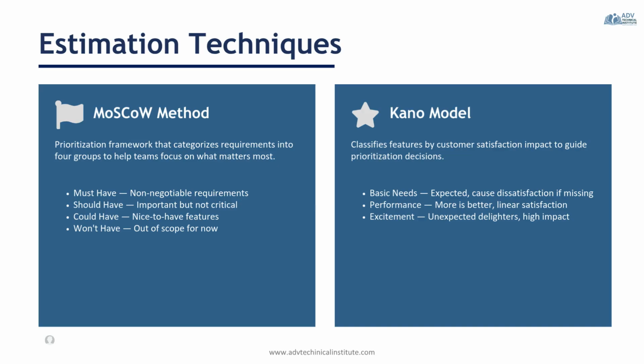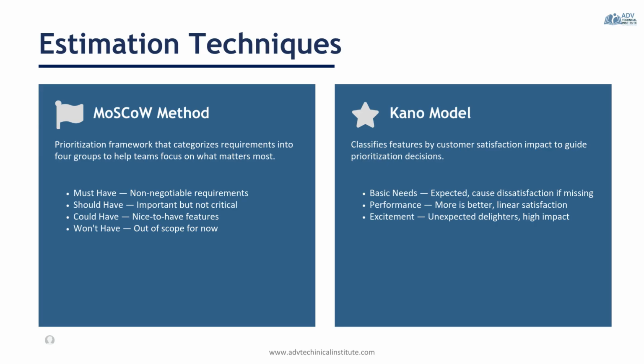Must-have requirements are critical, non-negotiable. They're needed for success. Should-have requirements are important but not essential for the current release. Could-have requirements are desirable enhancements that can be included if time and resources allow. Won't-have requirements are intentionally excluded from the current scope and may be considered in the future.